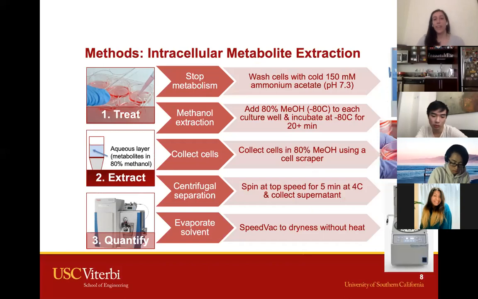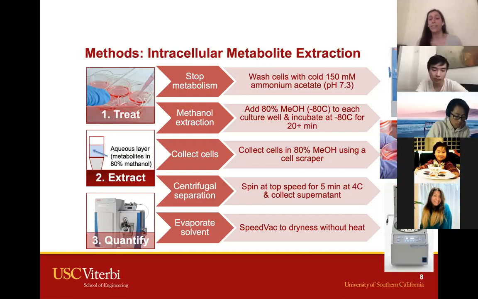So the extraction step. Basically, to collect the metabolites in the cell, the first step is to stop the cell metabolism so we can capture what it's really like. To do that, we wash the cells with cold ammonium acetate that has neutral pH. The reason we're doing that is when you're washing the cells in a cold environment, this stops the enzymes in metabolism from working because they cannot work at that temperature.